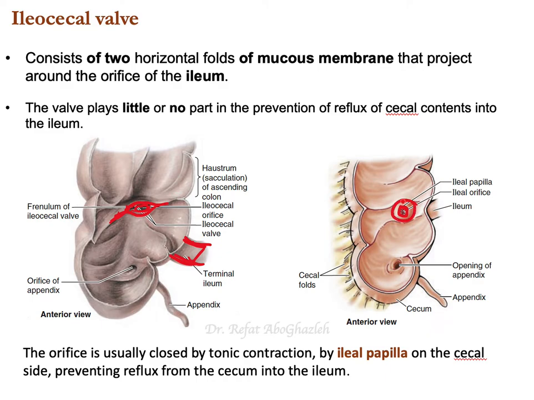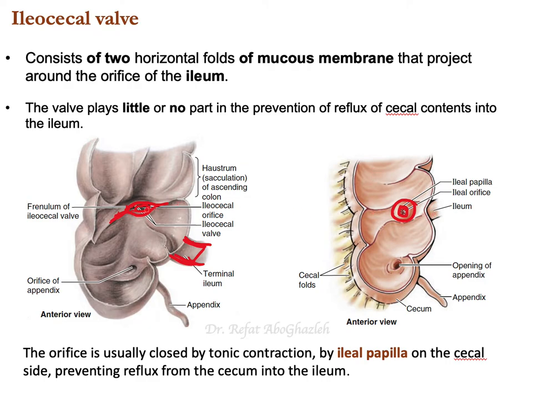This ileal papilla, indeed, is the structure located on the cecal side that serves as a relatively passive flap valve, preventing the reflux from the cecum into the ileum as contraction occurs to propel content. That means when the stuff there in the cecum tries to push up, this will lead to contraction of this papilla, preventing the return of the content into the ileum.